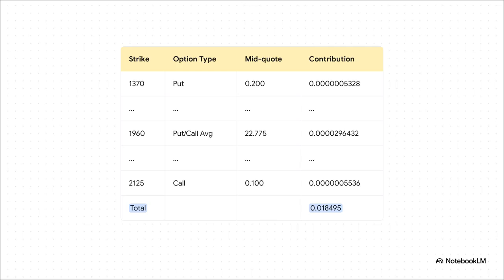And this is where it really gets interesting. You can see here how much each individual option contributes to the final number. The key insight is that an option's contribution depends on its price, but it's inversely related to its strike price squared. What that means in plain English is that the options that are way far away from the current price have much, much less impact on the final calculation. At our K0 strike, we just average the put and the call. And when you add up all these tiny little contributions, you get the main component of our variance number.